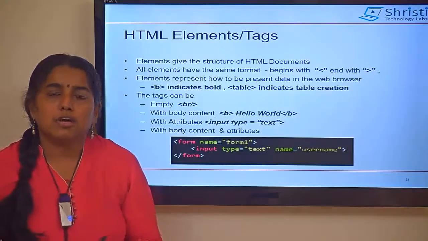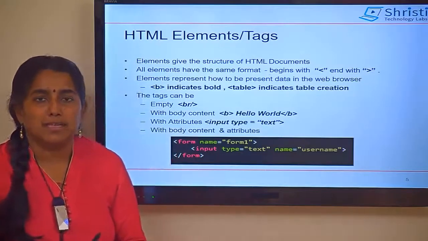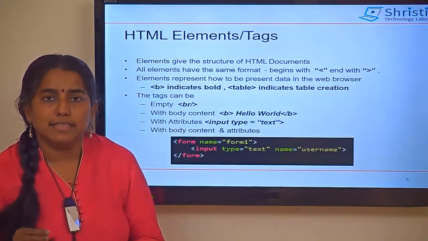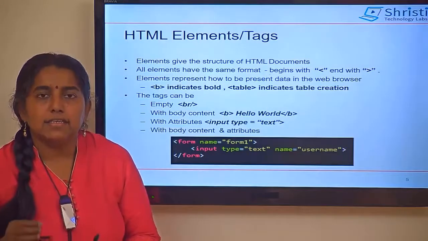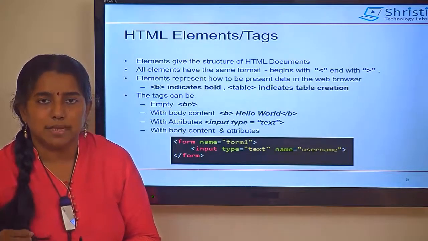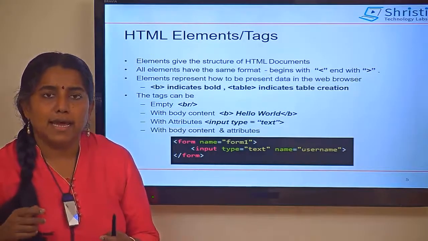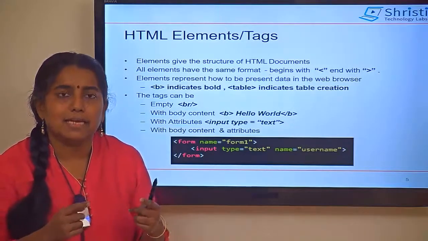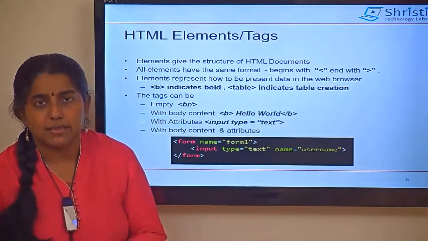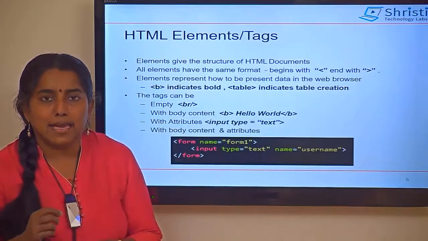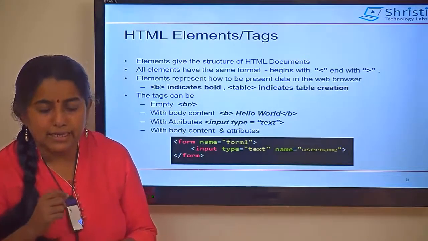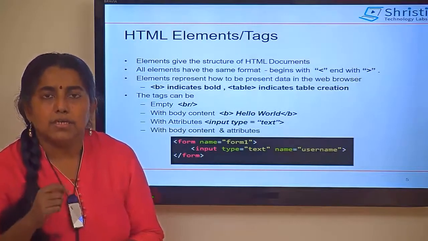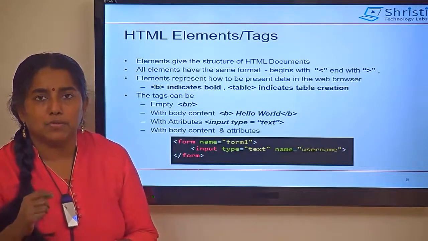Now, let us talk about HTML elements or HTML tags. As I told you, HTML has a set of predefined tags. These are also called HTML elements. All the tags are embedded within angle brackets. That is, it starts with an angle bracket and ends with an angle bracket. The tags are categorized as empty tag, tag with body content, tag with attribute, tag with body content and attribute.